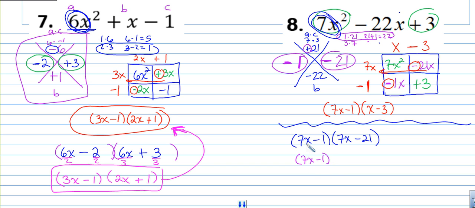There's nothing you can take out of it. Is there anything you can factor out of this one? Well, 7 and 21 both have a 7 in common, so you can divide it by 7. And then you get 1x, and then -21 divided by 7 is -3. And then if you look, these are the same as those.